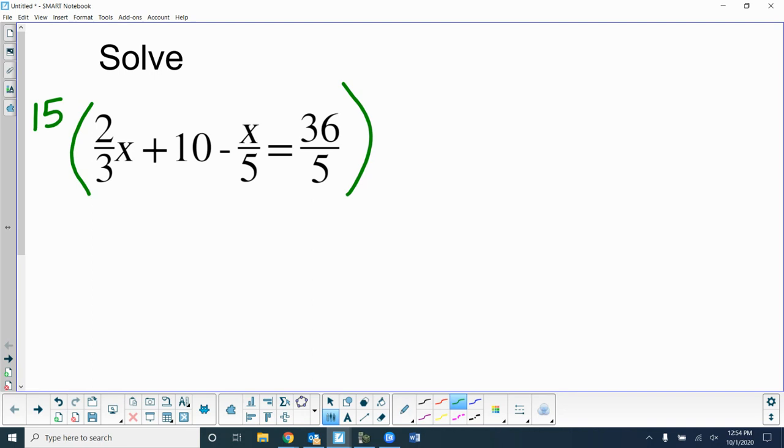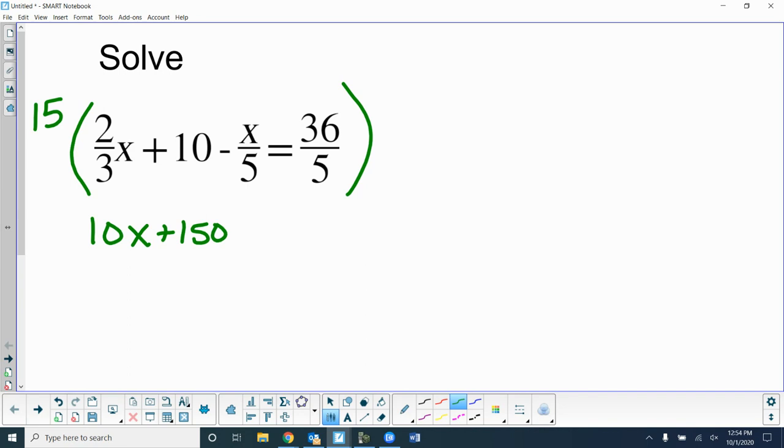Okay? So here's how I think about it when I multiply a number times a fraction. I look at the denominator and I ask myself, how many times does 3 go into 15? And I tell myself 5. And then I go 5 times 2x and get 10x. Some of you might go 15 times 2 is 30 divided by 3 and get your 10x. Same thing. Okay? 15 times 10 is 150.